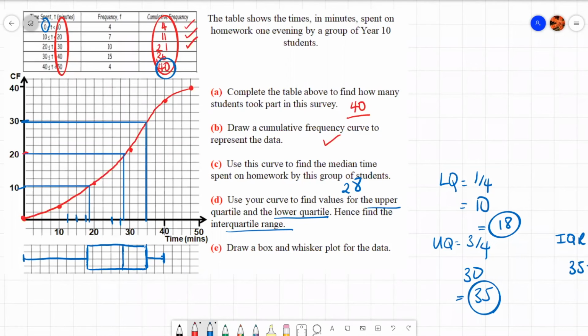So we've drawn a cumulative frequency graph. We worked out the median, the lower quartile, the upper quartile, and the interquartile range.